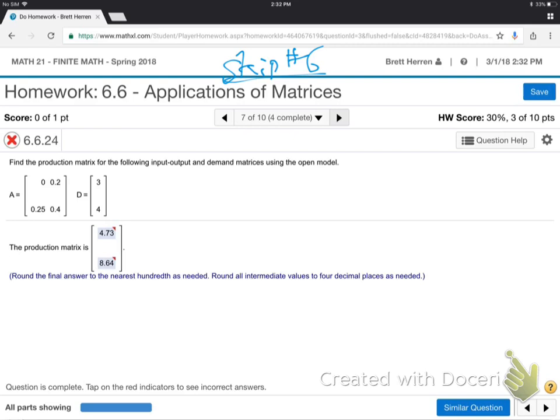I want to show you, though, 7, 8, 9, and 10. These are valuable. This is kind of a neat application of economics here. The production matrix for the following input, output, and demand matrices use the open model. So let me give you a formula for these. These are kind of cool, I think. I wish I had got here quicker and had more time to explain. But basically, it's a way of modeling how economic systems work using matrices.